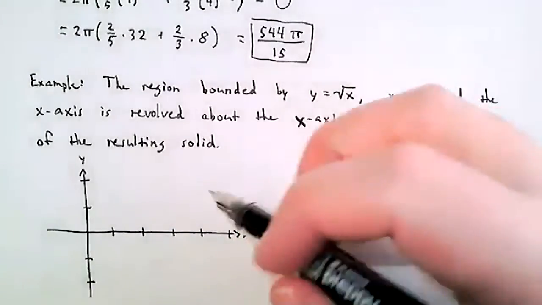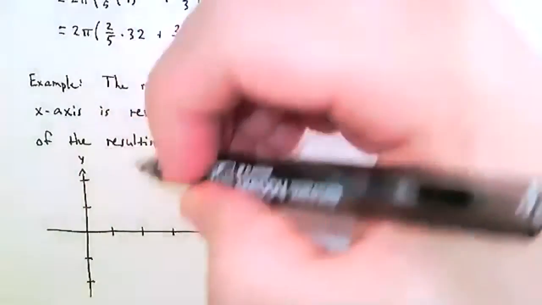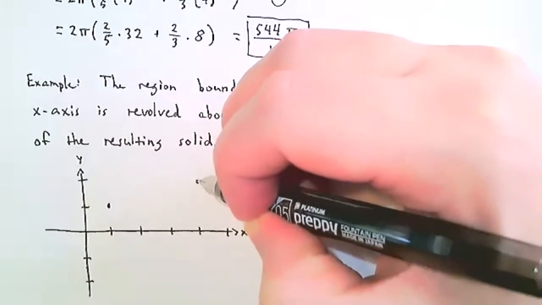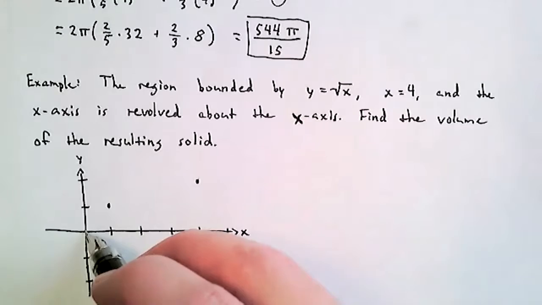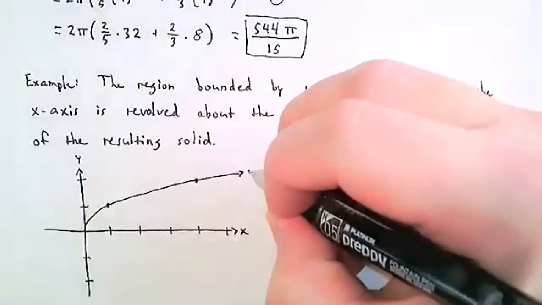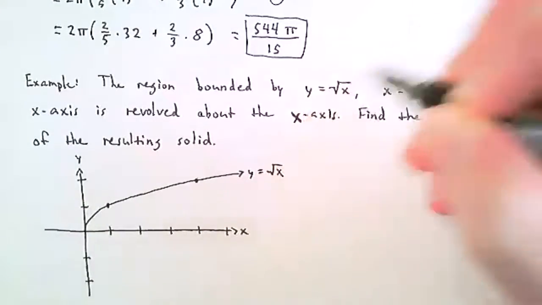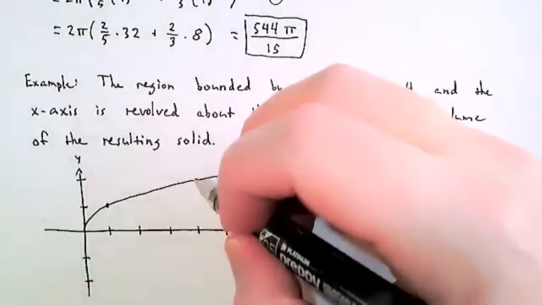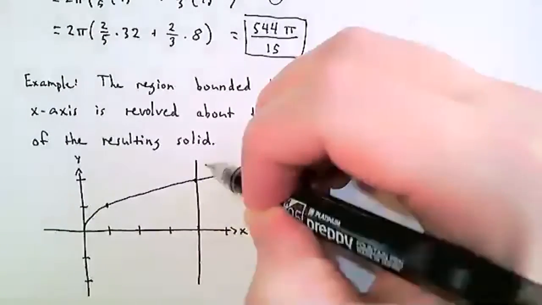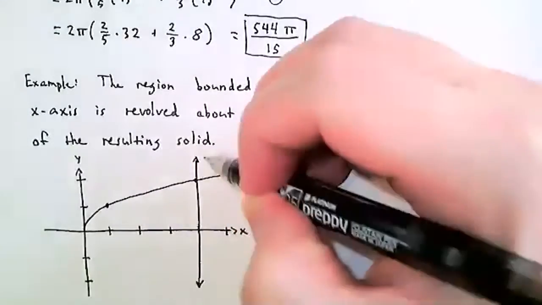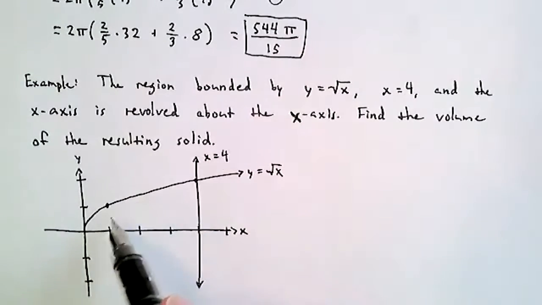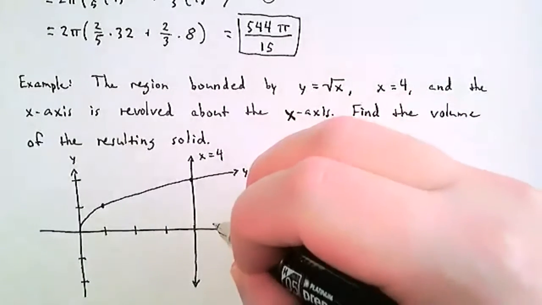So we're looking at the same region. I'll go ahead and sketch it again. So here's the square root function. Plot a few points and then sketch. And then we have our vertical line at x equals 4. And then the x-axis. So same region, but now we're going to revolve around this way.